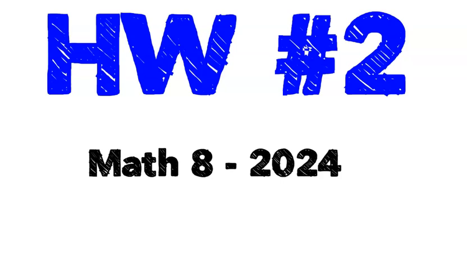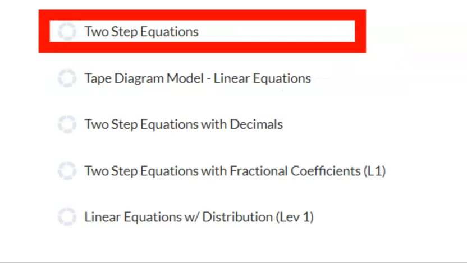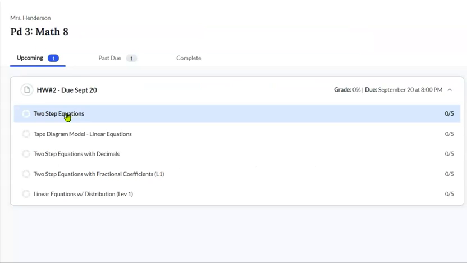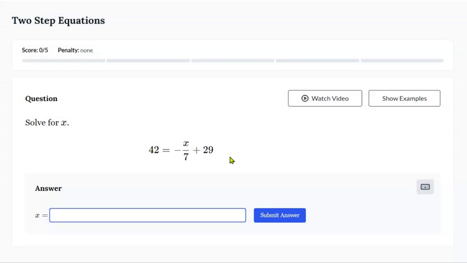Homework number 2. The first topic is two-step equations. When solving a two-step equation, you always start by clearing the constant first, right? This is the variable. Any number that is multiplying or dividing the variable is the coefficient, so that means that this one over here is the constant.